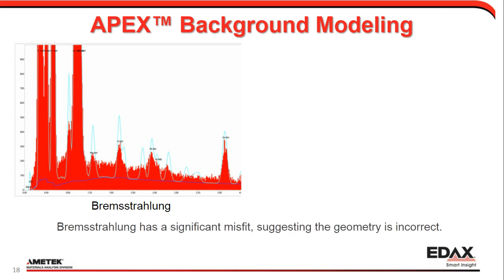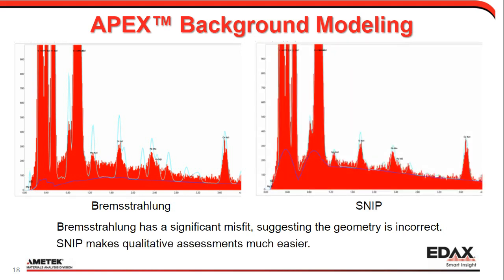Whereas with the Snip, the background may not be perfect from a theoretical point of view, but neither is the sample. Since it does give you a good fit, it's much easier to see where you actually have the characteristic peaks. So the qualitative analysis is much easier with something like this. Both of these models have their advantages and disadvantages.